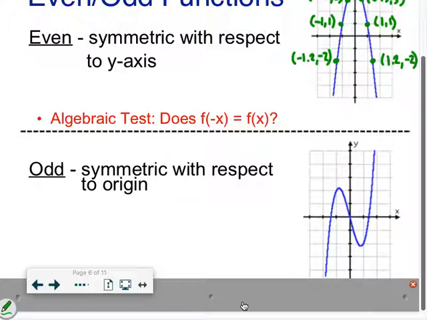And you would have talked about odd functions, or not odd functions, but symmetry to the origin back in geometry. When things are symmetric to the origin, we might say that they have rotational symmetry, meaning if you rotate them 180 degrees, they map onto themselves. So if I were to rotate this 180 degrees, it would look like the same picture.